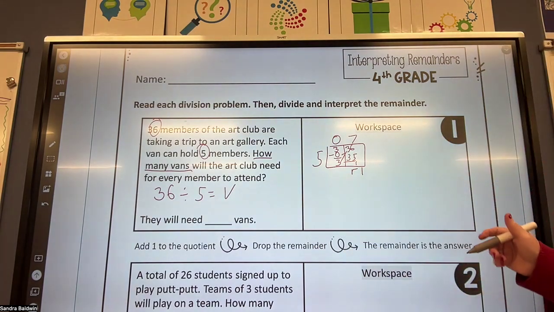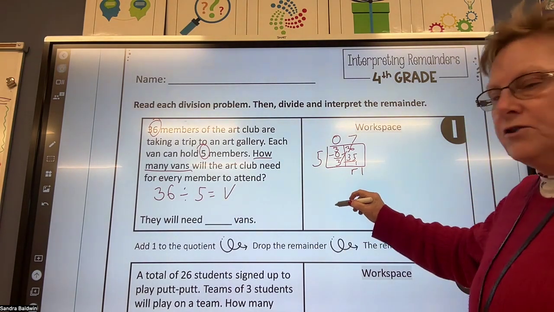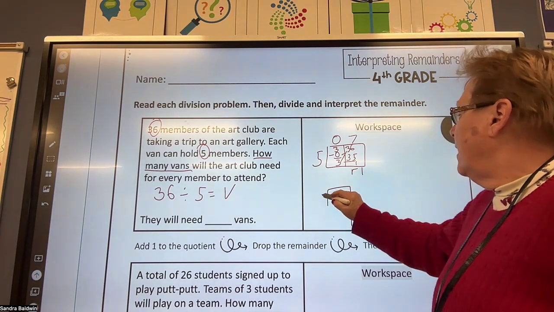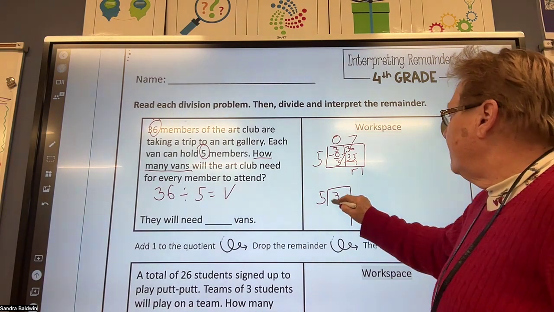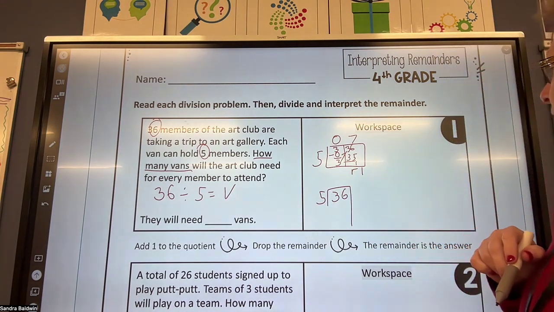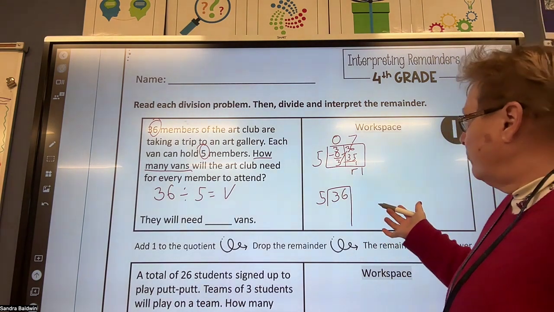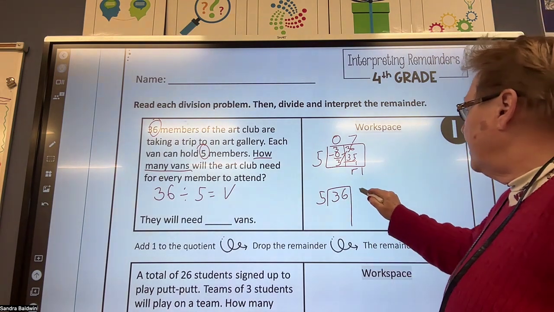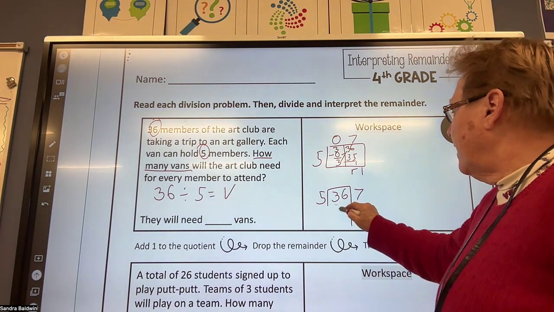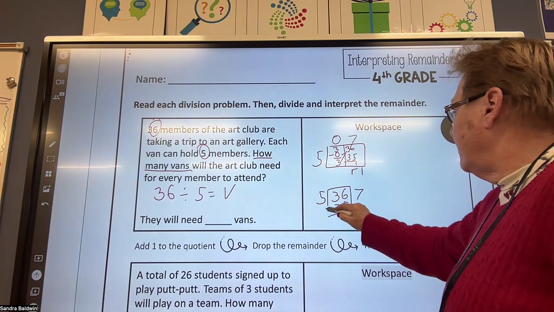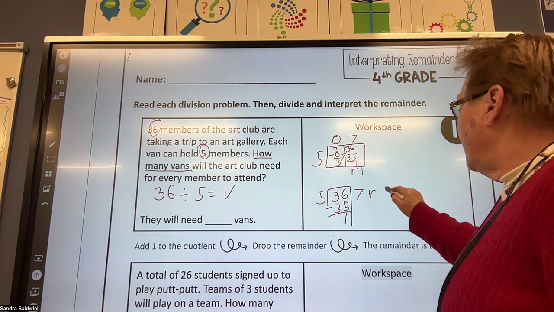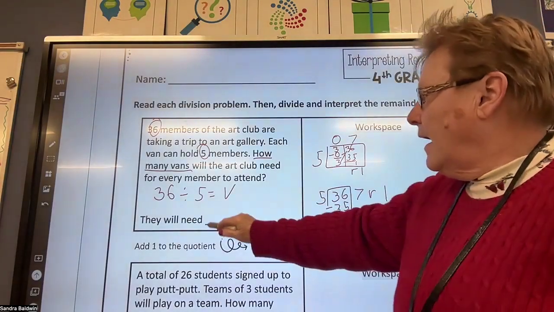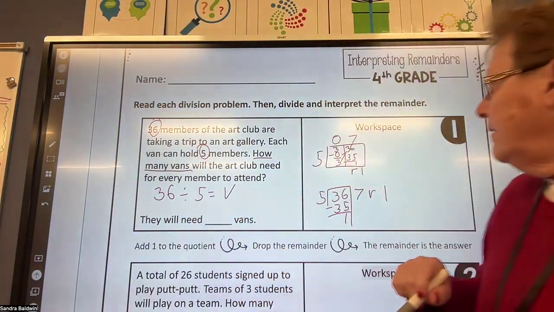I can also do this with the partial quotient method that we did the other day. That would be 36 divided by 5. I can't use 100 or 10, so I have to go straight to my fact, which would be 7. 7 times 5 is 35. Remainder 1. Now the question is, how many vans do they need?